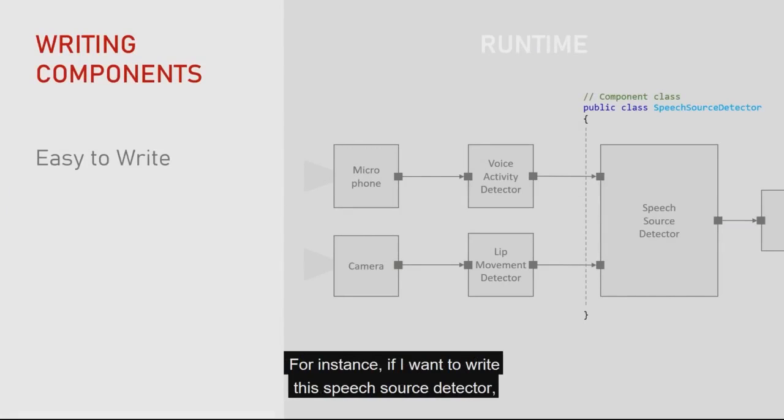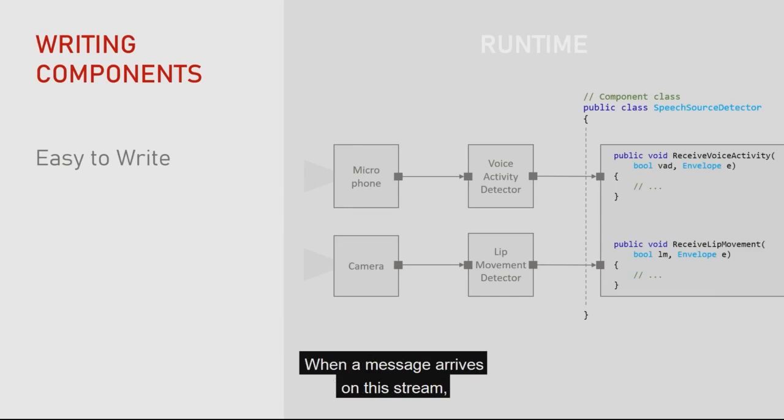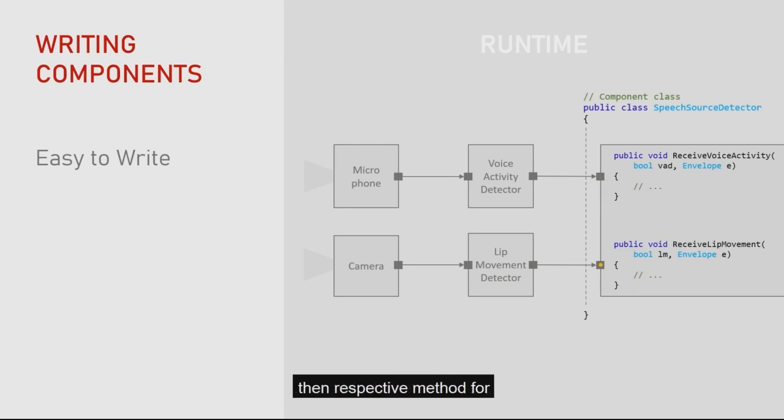So for instance, if I want to write this speech source detector, all I have to do is write a class for this component and implement two so-called receiver methods, one for each incoming stream. So when a message arrives on this stream, the voice activity receiver method gets called, and similarly when a message arrives from the lip movement detector, then the respective method for receiving that lip movement gets called. That's pretty much what it takes to write a component, and then from inside the receivers you can post messages downstream to send them out on the component output.